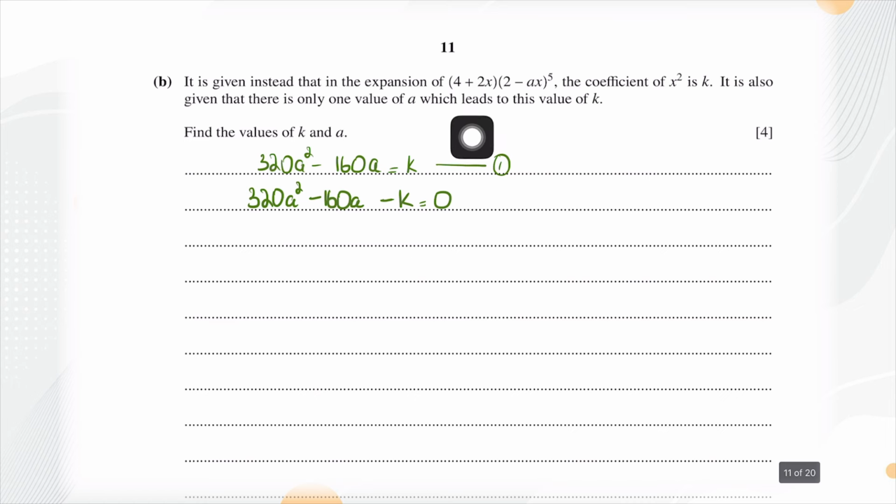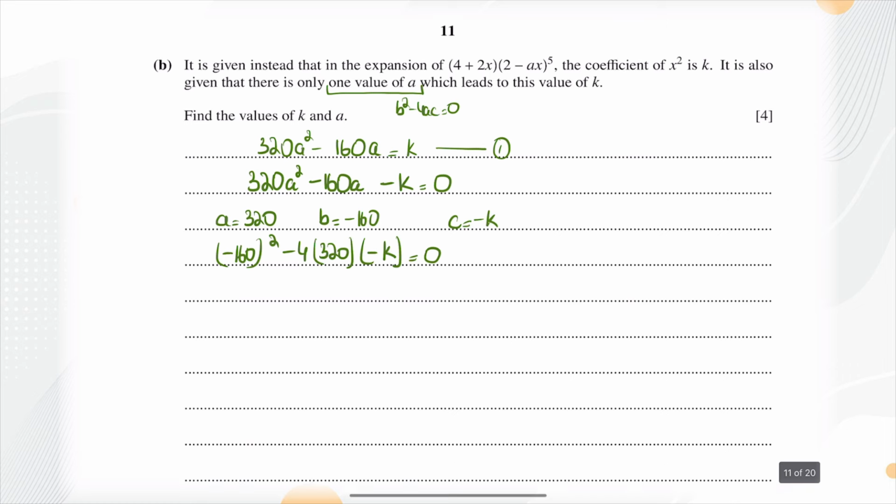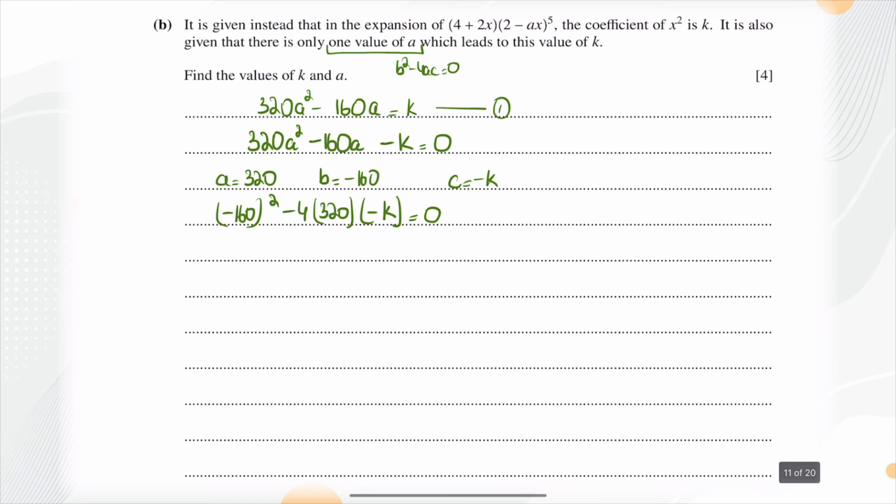So having only one value of a means that we have only one solution to this equation, and having one solution means that b square minus 4ac is actually equal to 0. Now let's first scrape off the values of a, b and c. a is 320, b is minus 160 and c is minus k. So b square means minus 160 squared, minus 4 into a, which is 320, into minus k, equals 0. Now minus 160 square is what? 256.